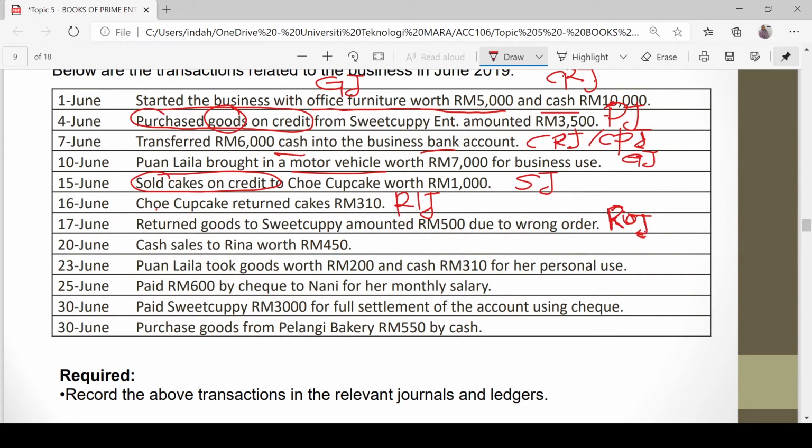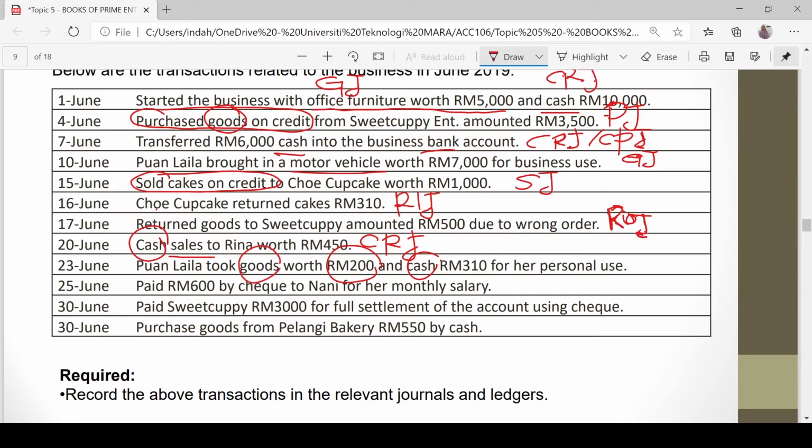Next, cash sales to Rina worth 450. Look here, cash sales. Any cash received or paid is to be recorded in either the cash receipt journal or the cash payment journal. So when you make sales to Rina, you receive cash, so cash receipt journal.